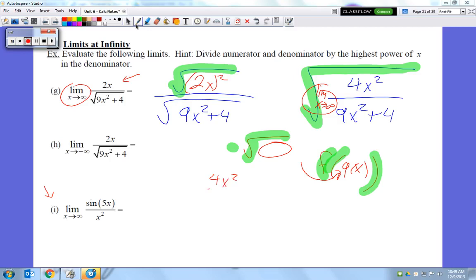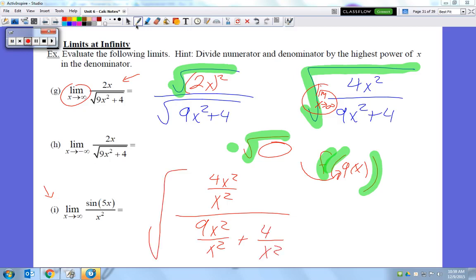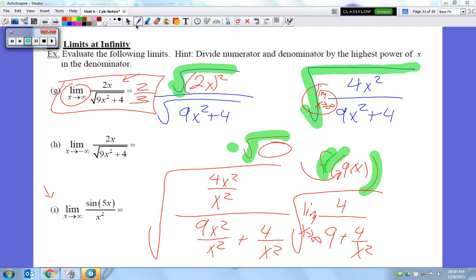So 4x squared over x squared, all over 9x squared over x squared plus 4 over x squared. Josh said that I have to simplify. So I get 4 over 9 plus 4 over x squared. Now I will apply the limit. So it's 4/9. Take the square root. Some of you probably saw this by using the ratio of leading coefficients. You would get 2/3. If I use the negative, would it change the answer? Nope. You would still get 2/3.